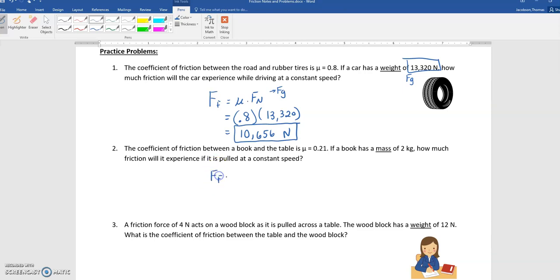Okay, so again, the friction formula is mu times Fn. Our coefficient of friction is 0.21. Our Fn is, remember, the same thing as Fg because the acceleration is 0 in all these problems and they're not being lifted off the ground. This is mass, that's kilograms, so I'm going to have to do 2 times 9.8 to put that into newtons and to get Fn, which again is the same thing as Fg. So 0.21 times 2 times 9.8, and we get 4.1 newtons, which isn't a lot of newtons, but that makes sense because we're pushing a book, which isn't very heavy.